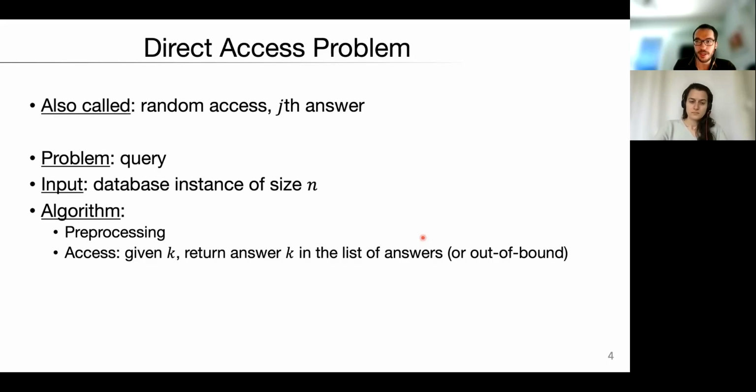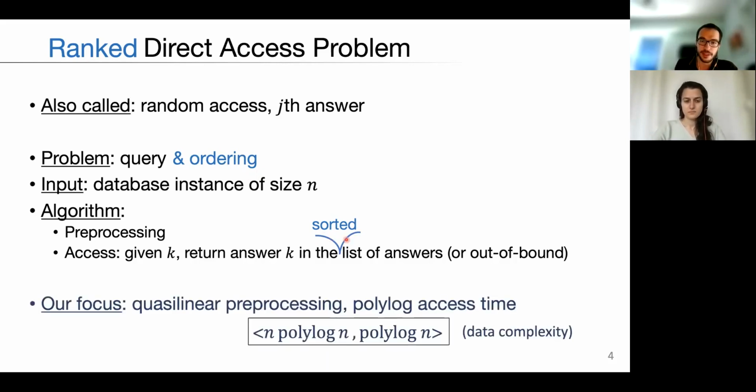Now, since you require also a specific ordering, let's add that to our problem here, forcing the array of query answers to be sorted by that order. Our goal is to find an algorithm that has quasilinear preprocessing and polylogarithmic access time, because linear preprocessing is unavoidable anyway, and logarithmic factors do not have much of an impact in practice.